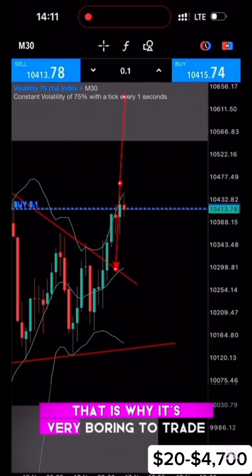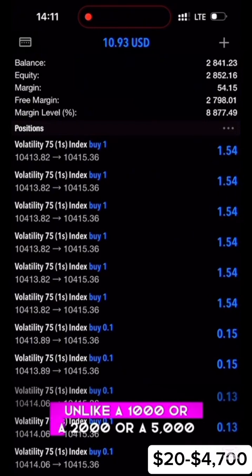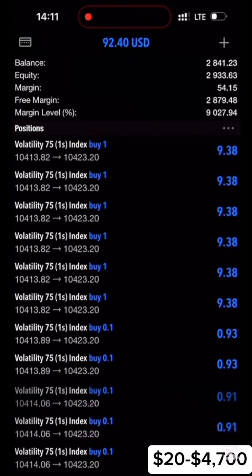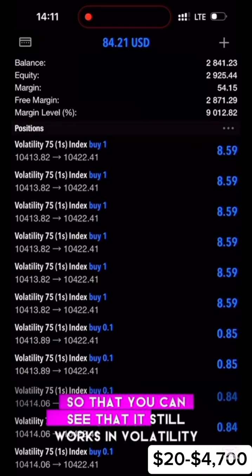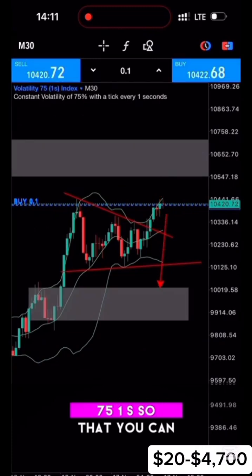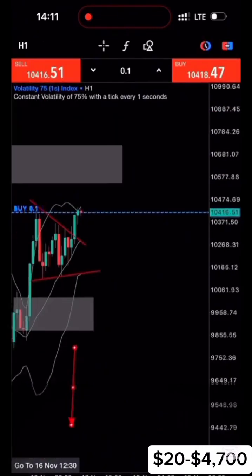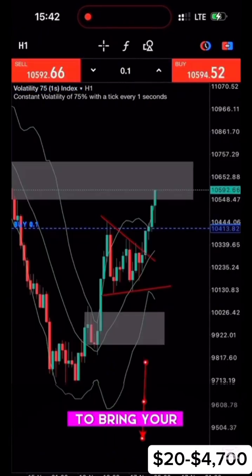That is why it's very boring to trade a cent account. Unlike a 1,000 or a 2,000 or a 5,000, it's very fast to raise those kinds of accounts. But I'm going to be raising $1 for you guys so that you can see that it still works in volatility 75.1S, so that you can still have your hopes up. If you blow your account, you can use $1 to bring your account back.